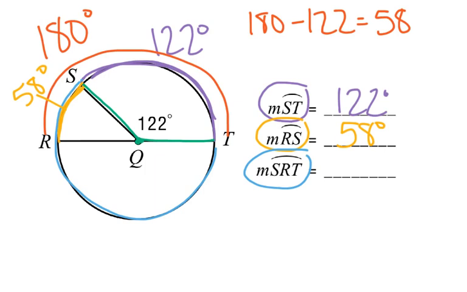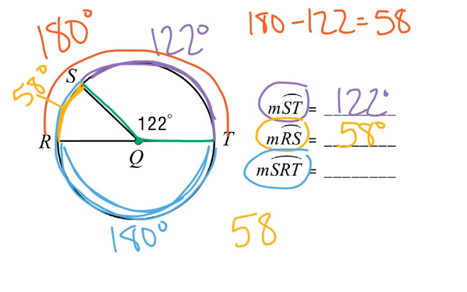Alright, and then kind of the same deal, I have another semicircle right here, so this is 180 degrees, but I want to find from S to R to T. So from S to R is 58, and then from R to T is 180. So I just add those together, and I get 138.